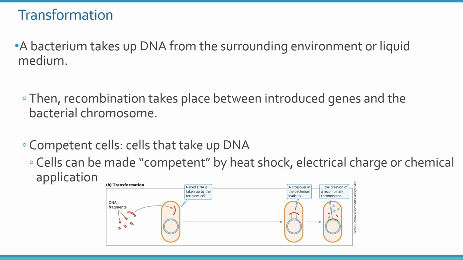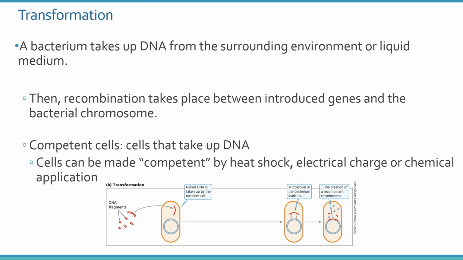In order for a cell to actually take up DNA, whether it's in a laboratory setting or in an environmental setting, the cell has to be what we would call competent. So competent means that the cell is ready and able to take up DNA from the environment. And this is what makes this technique so attractive. There are several ways that we can force our cells to be competent. One of the most common ways is by heat shock.